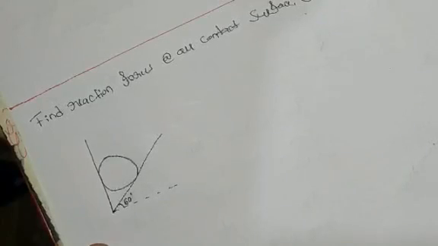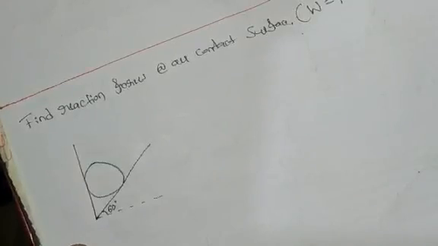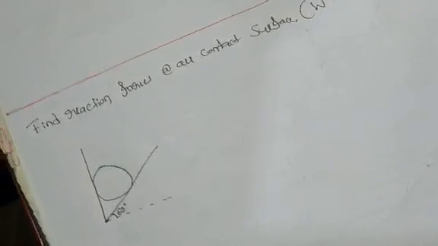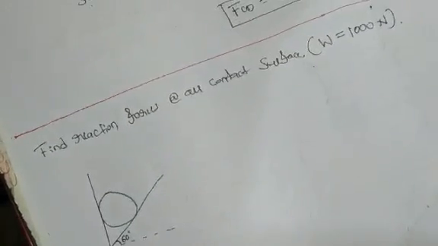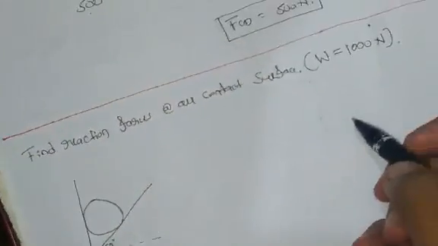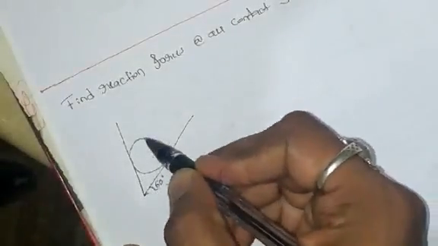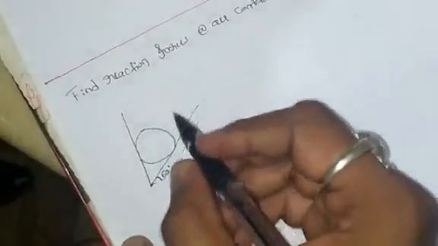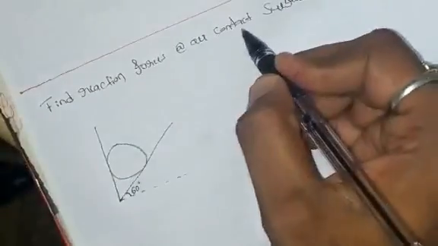So we'll see the next problem, a simple problem on Lami's theorem, or you can say equilibrium of forces. So the question is, find reaction forces at all contact surfaces. Given the weight of the ball as 1000 newtons. So you can see here, this ball is kept here. Now we have to find the reaction forces at all contact surfaces.